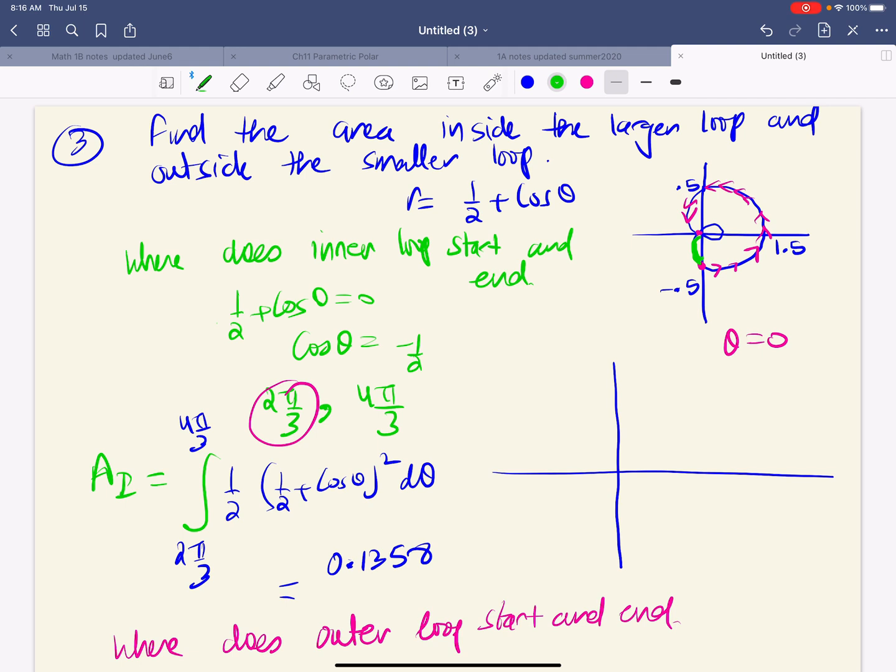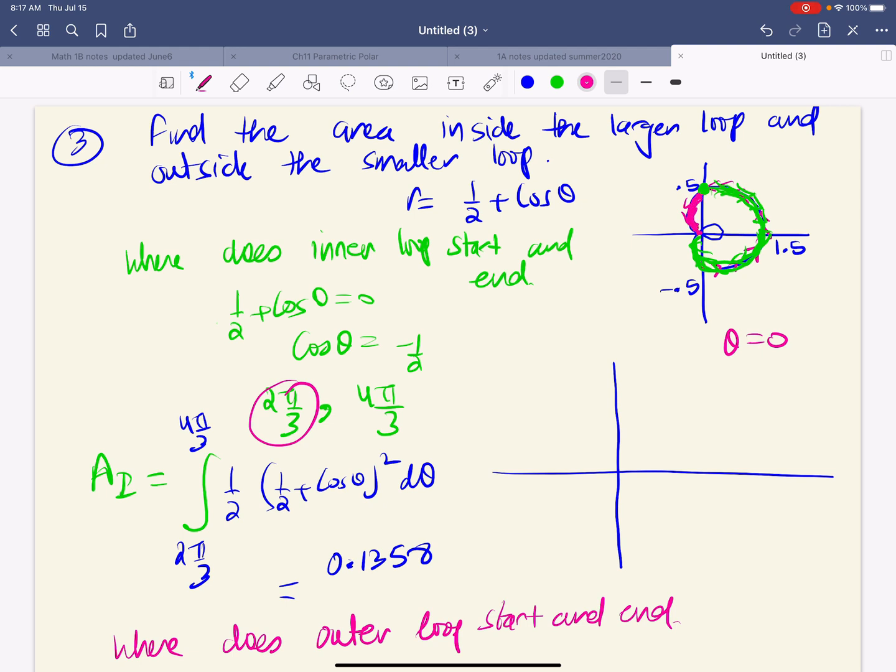So we cannot start at half. Oh, sorry, it was at the top. It was right here. That's where I start. So starting over here, going this way, and then I'm at 2 pi over 3. That's when the inner loop starts. But we can see that if I start at theta equals 0, I'm not able to complete my curve.